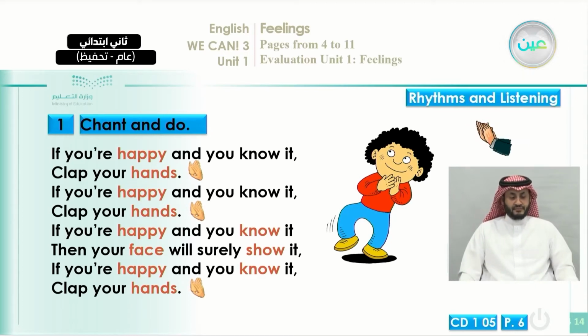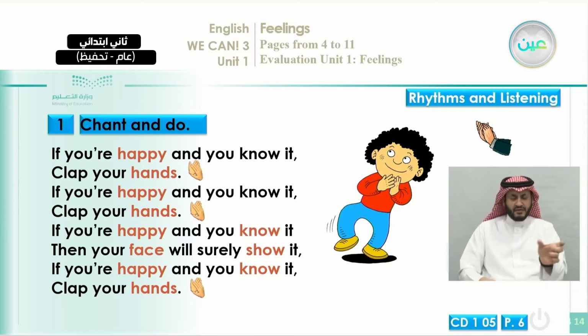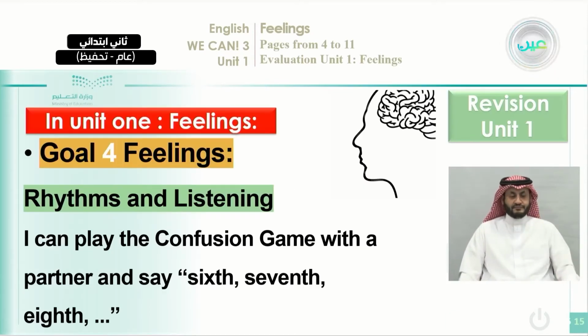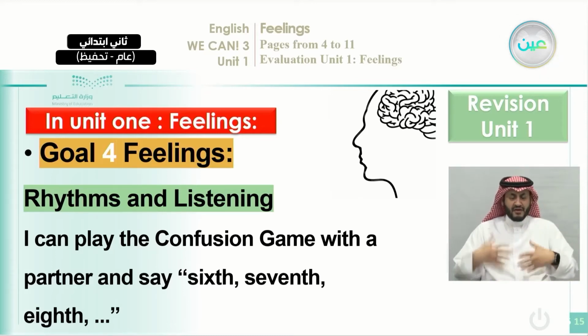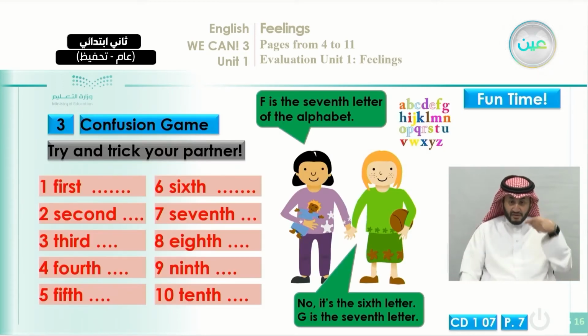Okay, so this is the chant, and you can listen to it in another audio, as we said before, on page 6, if you scan the QR and get the audio. Also, in goal number 4, in rhythm and listening, you can evaluate yourself. Can you play the confusion game that we told you about a while ago with a partner? This game is played by 2 of your colleagues. One of them says, F is the 7th letter of the alphabet. Is that right? The other one answers.